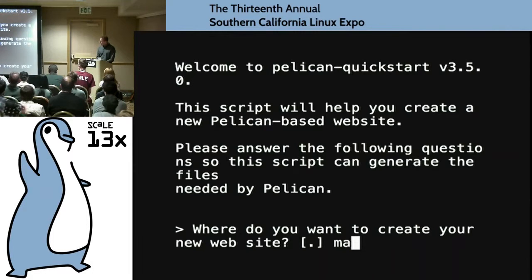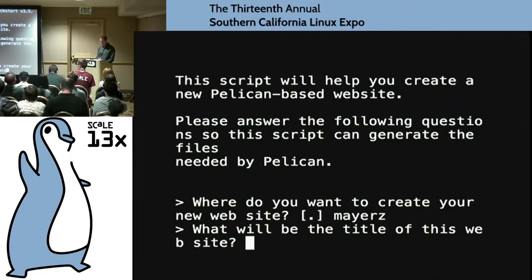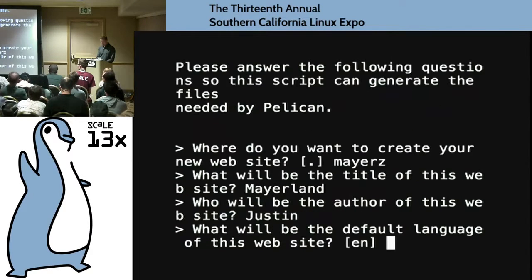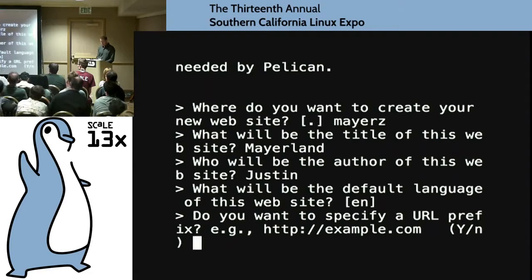This is the Pelican quick start, and the idea is to make it somewhat easier to get started. It's interactive. It's going to ask a series of questions. It's asking me, and I'll repeat it in case you can't see everything, where I want to create my site. I'm just going to call this mayors. And the title, we'll call it Mayorland, because I'm super creative. I'm the author, and English is the default language.